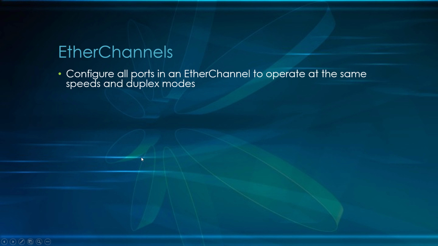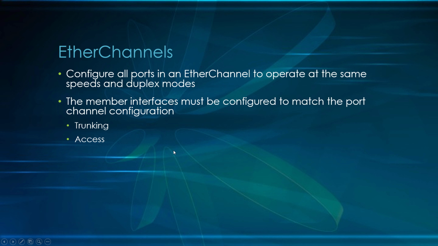So when you're configuring all ports in an EtherChannel, they need to operate at the same speed and duplex, so you need to make sure that they're all 1 gig full duplex, or 100 meg full duplex. The reason I keep saying full duplex is that you want to be able to send and receive at the same time, and if you set it up that way, then you'll be able to meet that goal.